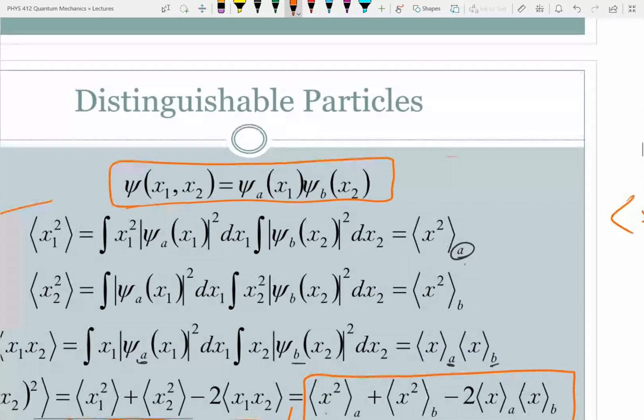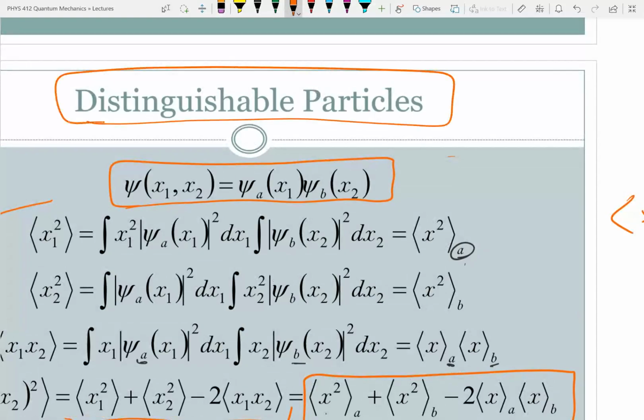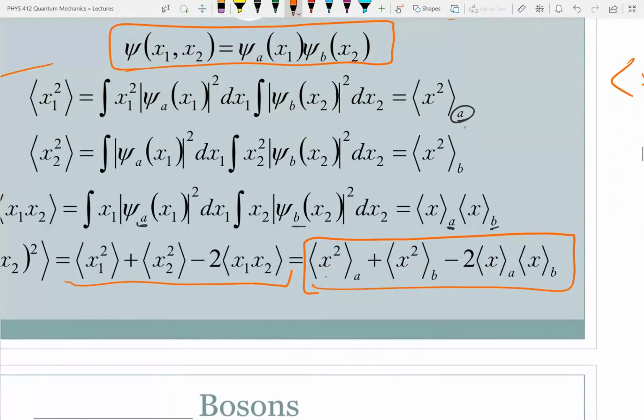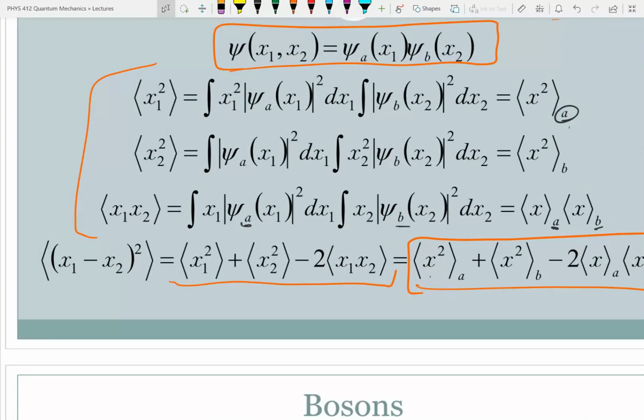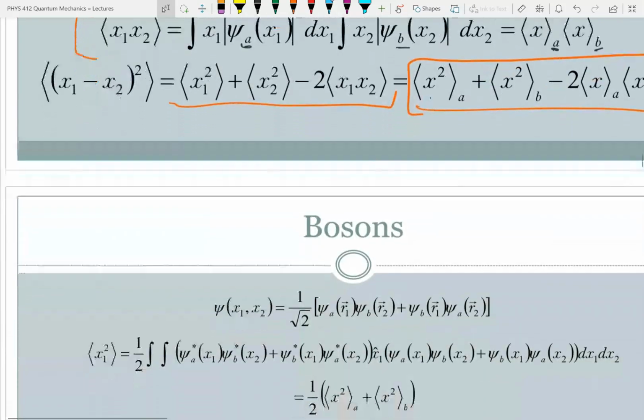Easy enough. This was for distinguishable particles. This was not for bosons or fermions, because your combined state for bosons and fermions is a superposition rather than just a product of the two. So now we found what the expectation value for separation squared is. Separation squared, so we don't have to worry, is 1 to the left of 2 or is 2 to the left of 1, right? We just have the separation squared.